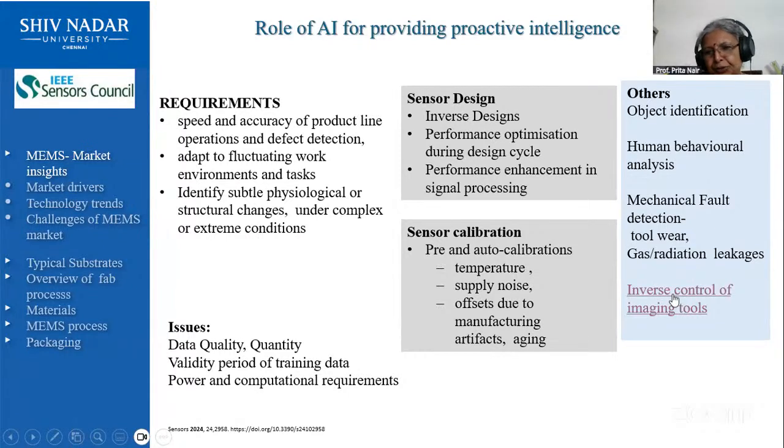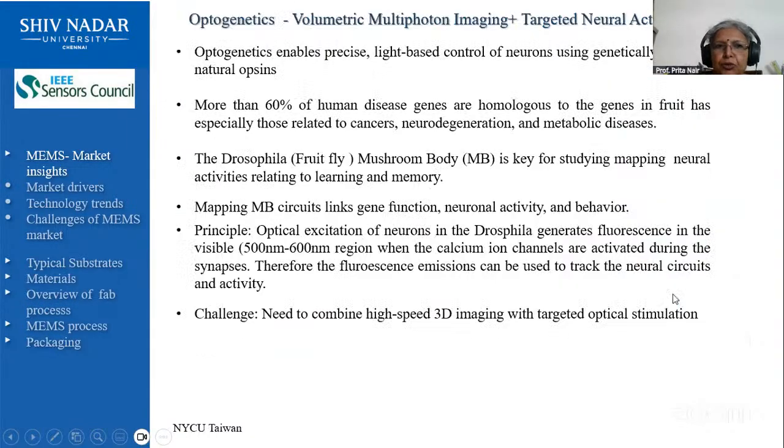So that I introduce you to optogenetics, and I should thank NCYU in Taiwan for that. Okay, so optogenetics is basically a light-based control of neurons. So if you can excite the neurons, and the neurons have a biofluorescence when the calcium channels are actually working, then by observing the biofluorescence, you can actually track the neural activity, the path through which the axons are communicating, synapses, and actually the full neural circuits.